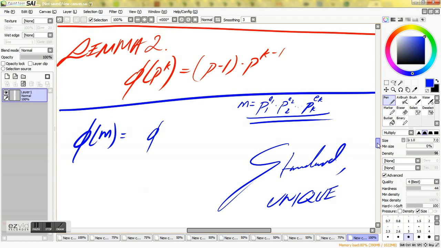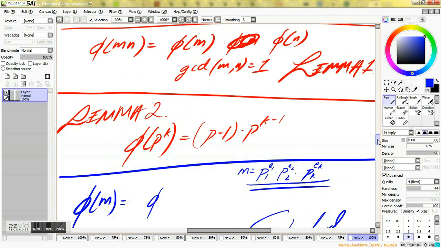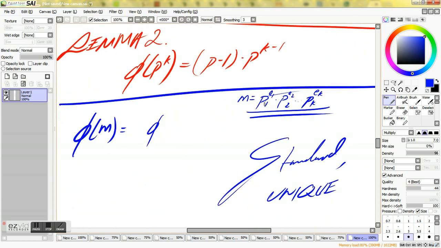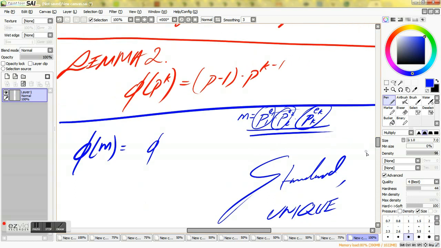Now, by the previous theorem, we know that this is a product of these k factors when we take phi of m. Now, we know that each of these factors are relatively prime because they're each its own prime raised to some exponent. So clearly, they can't share a factor. So phi of m is equivalent, and this is an amazing result, amazingly powerful.